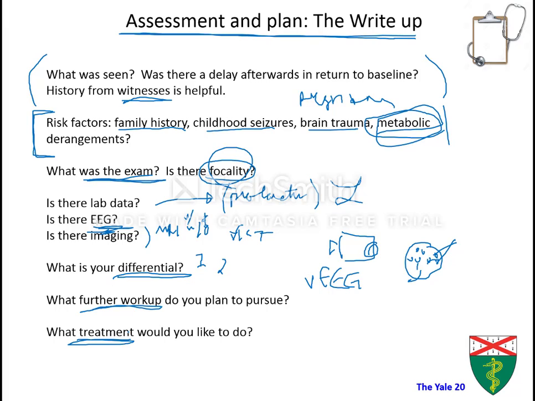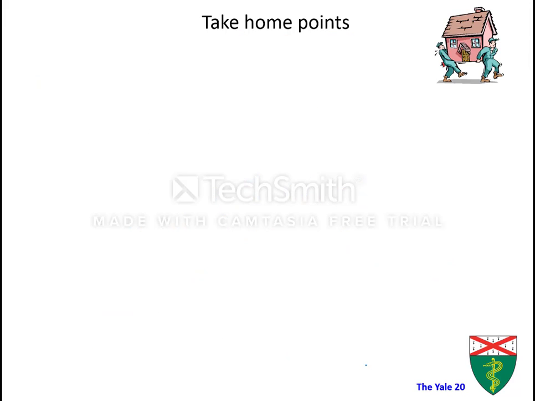In the acute setting, like we said, you can give Ativan, you can give Keppra, but do they need something really long term? Is this something that just happened once because someone has really bad meningitis? That's a discussion.